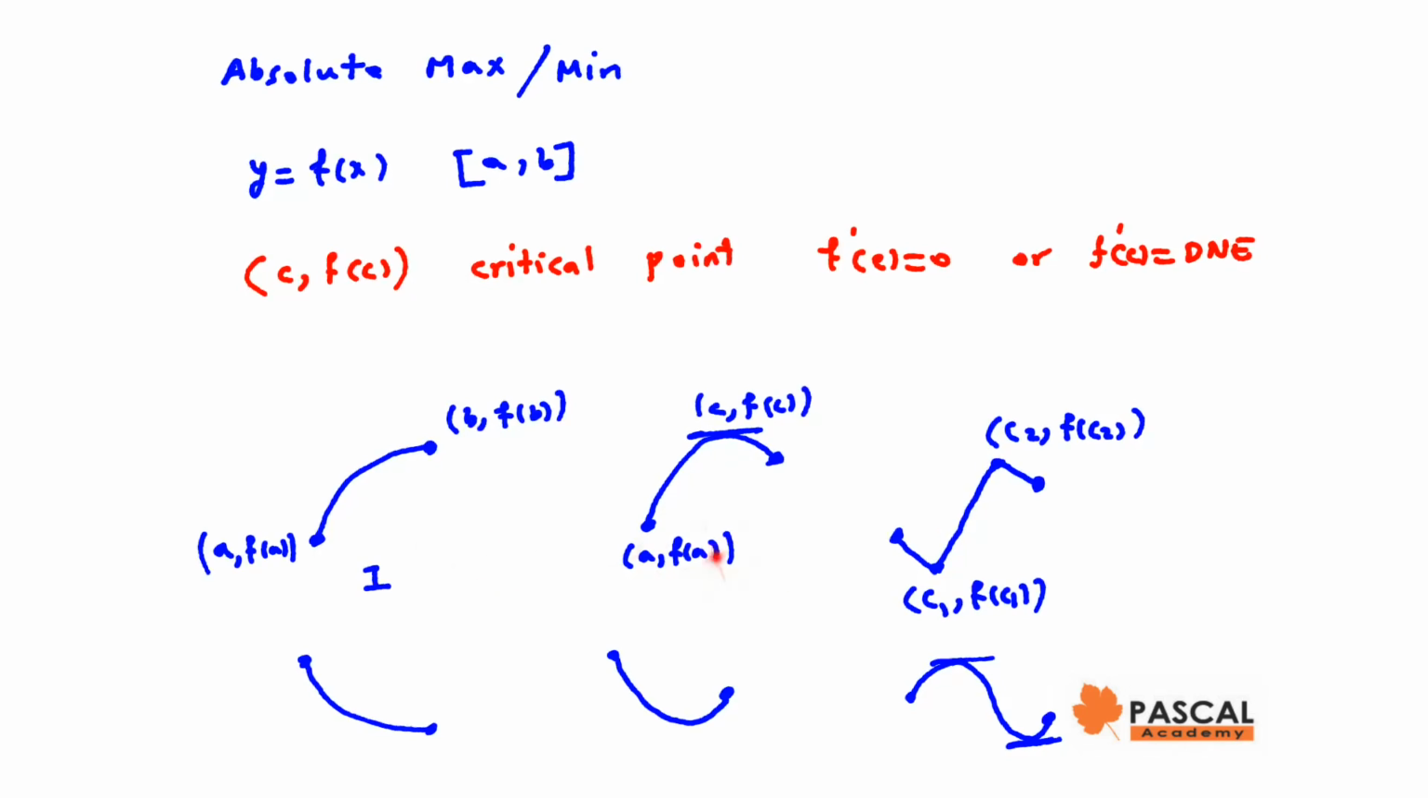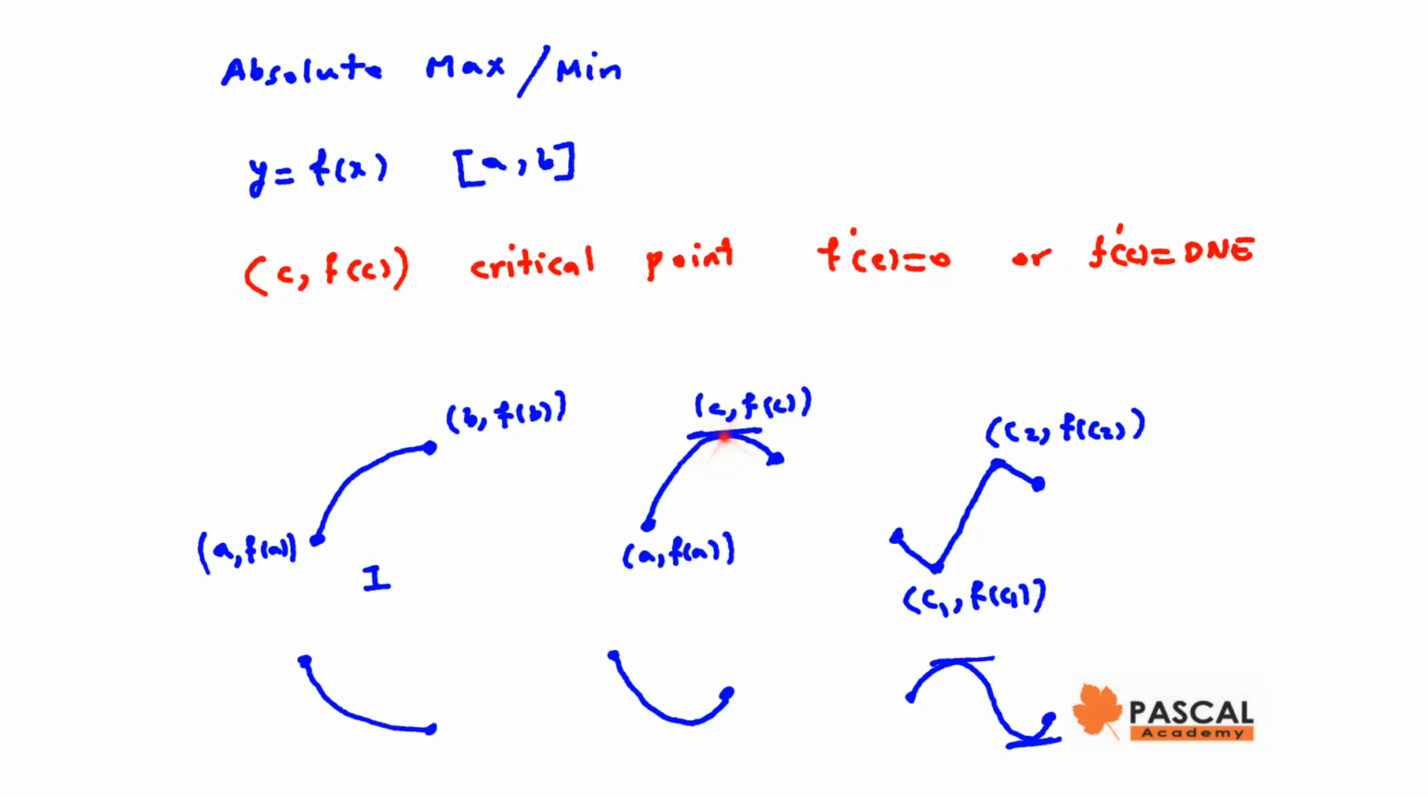By looking at the graph of a continuous function on a closed interval, we'll see a function attains its global maximum minimum either at a critical number or at endpoints. A and B are called endpoints of the interval.